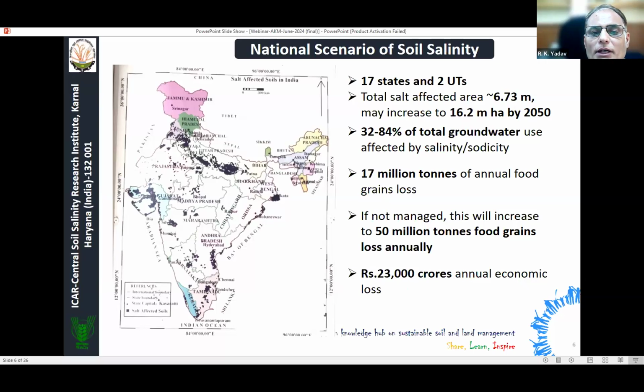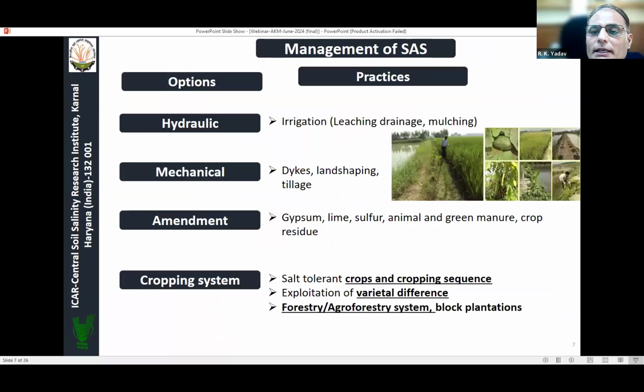As my colleague Dr. Gajendra has also given some bites about the salinity in India. So here in India, 6.73 million hectare area is affected by this problem. That is through the sodicity as well as the salinity. And this is supplemented with another problem, that is 32 to 84% of the groundwater is also of poor quality, and it is aggravating the situation. And it causes the 17 million tons of annual food grain loss we are facing in this country every year, and we are converting it into the country's exchequer. It is about 23,000 crores of Indian rupees of loss.